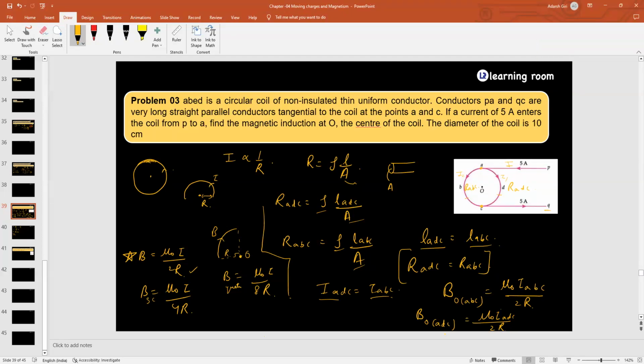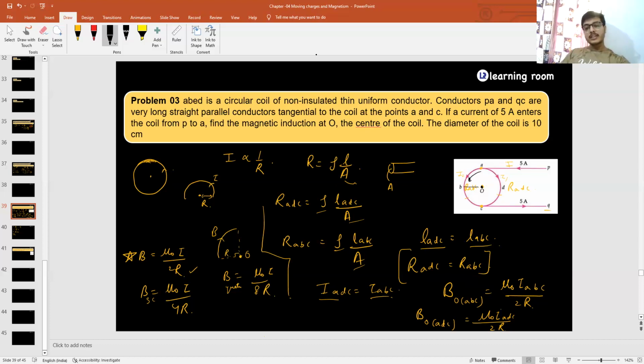Sir, can you explain again? See, magnetic field at the center O due to this curvature, I shall change the color, due to this curvature, this one. Magnetic field at the center O due to this curvature ABC will be what? Mu naught into I, current that is flowing through ABC, divided by 2 into this radius. Isn't it? Yes, sir. And the same thing you write for the right hand side. Magnetic field at the center O due to this curvature will be I ADC upon 2R.